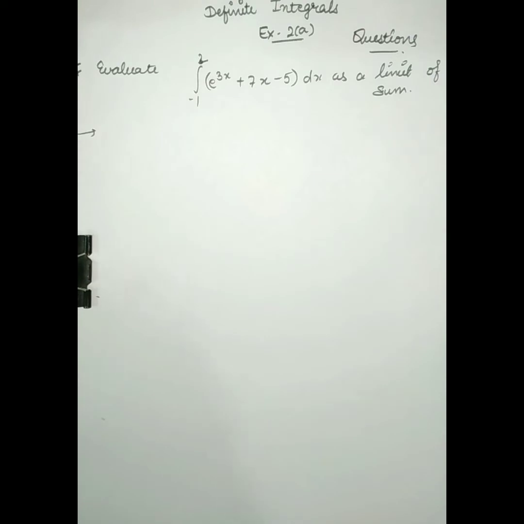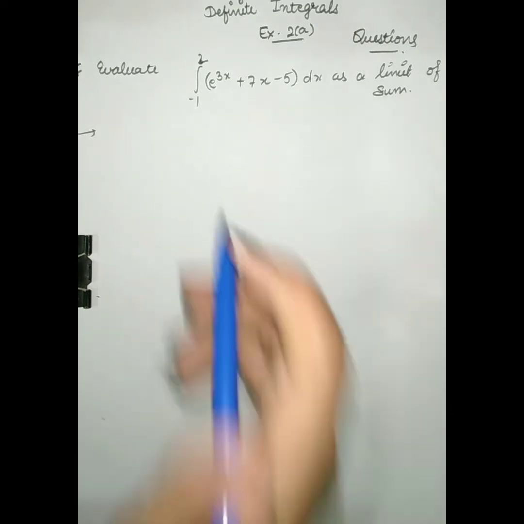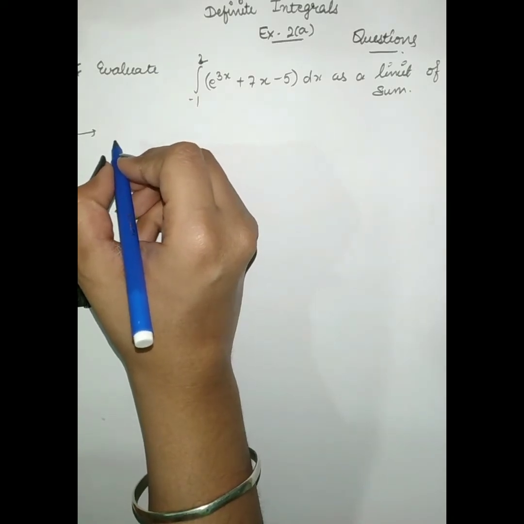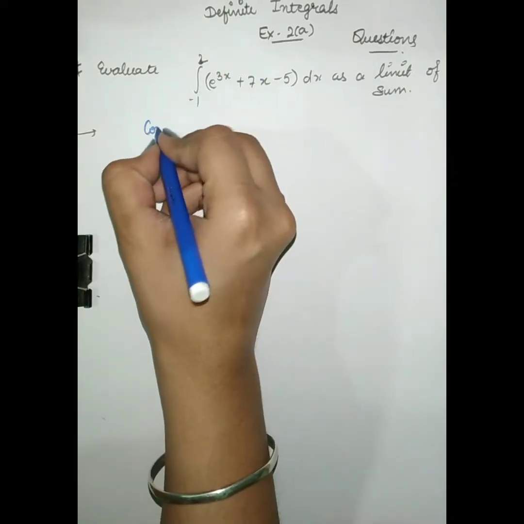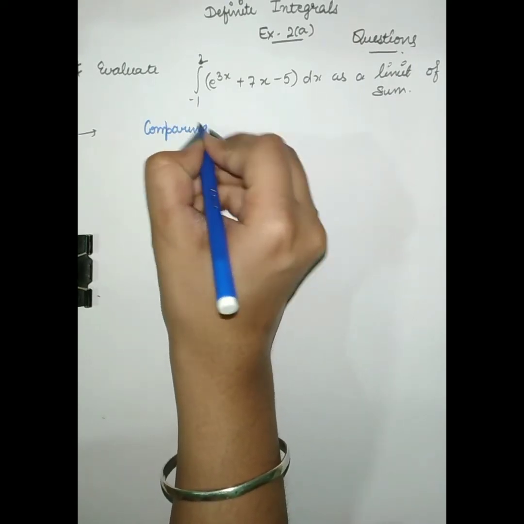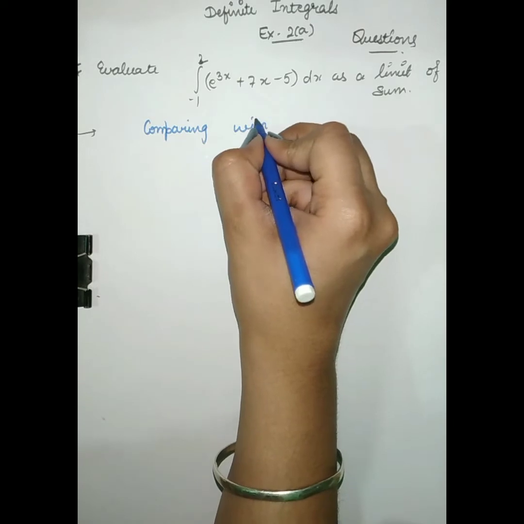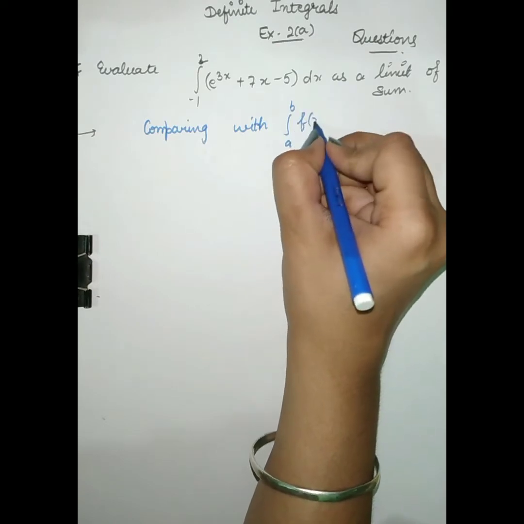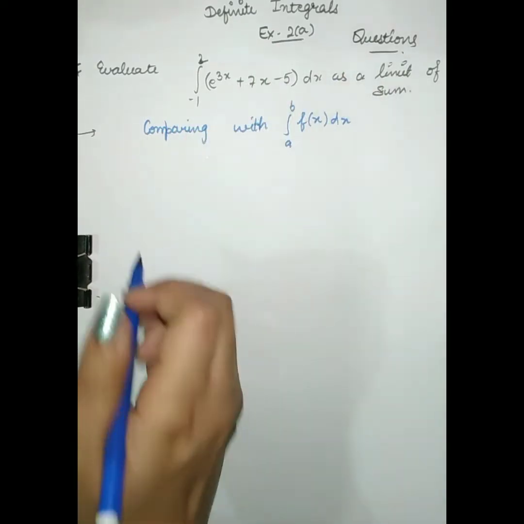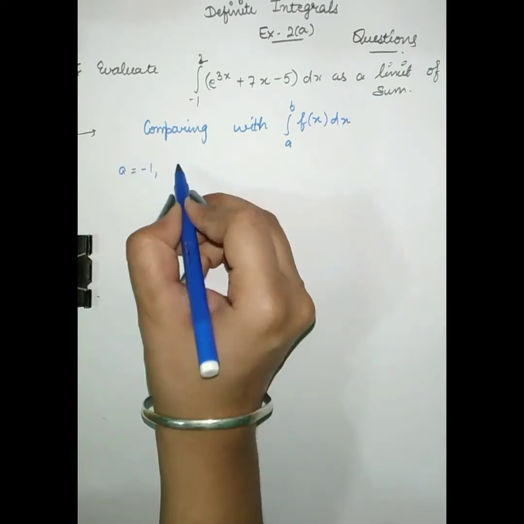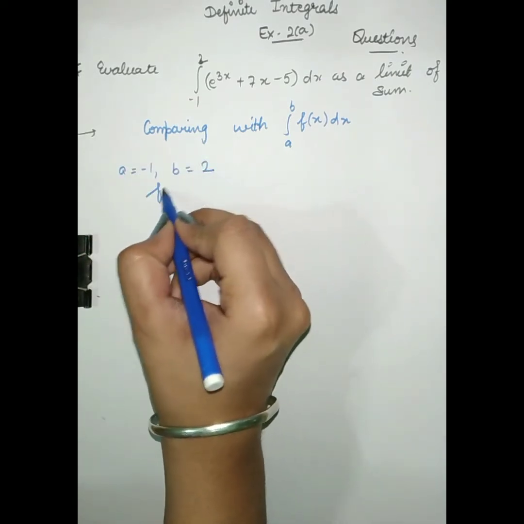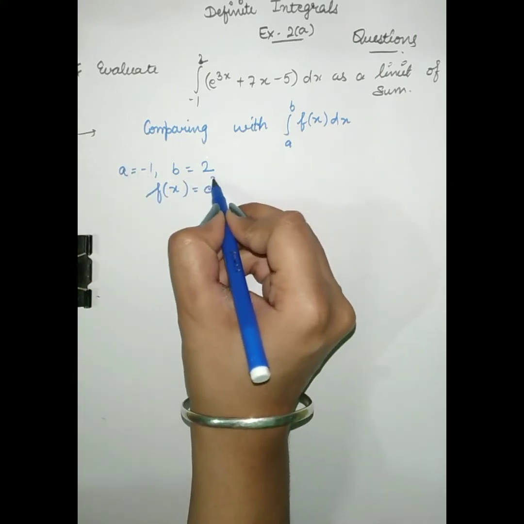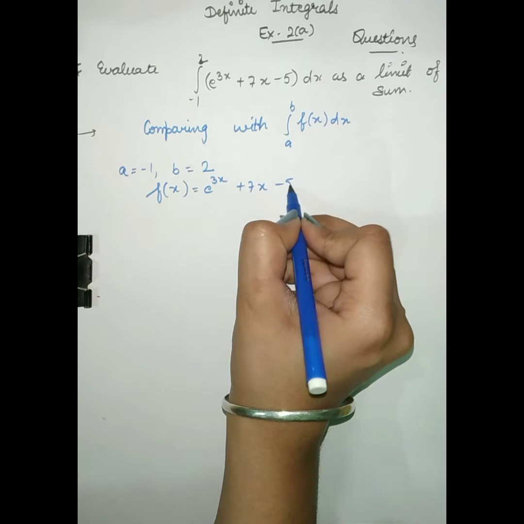Evaluate the given integral from -1 to 2 of e raised to the power 3x plus 7x minus 5 as a limit of the sum. According to the first definition of the definite integral, firstly we will compare the given integral with the integral a to b f of x dx. By comparing, a will be equal to -1, b will be equal to 2 and f of x will be equal to e raised to the power 3x plus 7x minus 5.